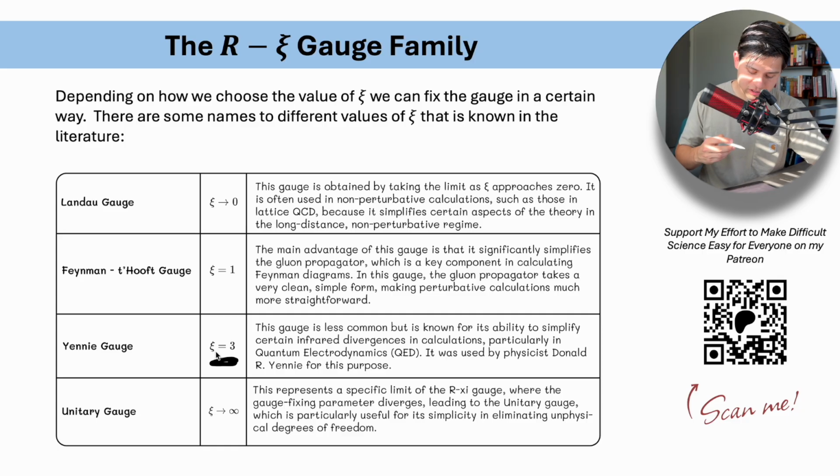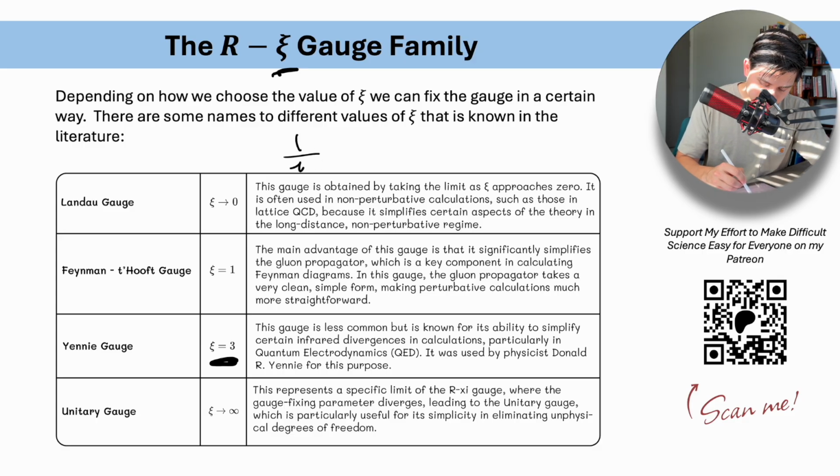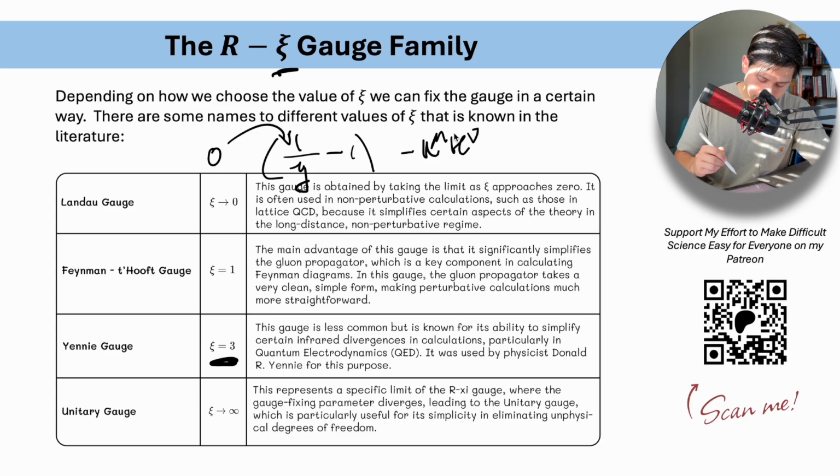And then we have the unitary gauge, and this represents a specific limit of the R chi gauge, right? That's chi right here, where the gauge fixing parameter diverges, leading to the unitary gauge, which is particularly useful for its simplicity in eliminating unphysical degrees of freedom. Okay, so we could just think about this really quick. When we have 1 over something that tends to infinity, minus 1, this bit is going to go to 0, and so we're going to get minus k mu k nu.